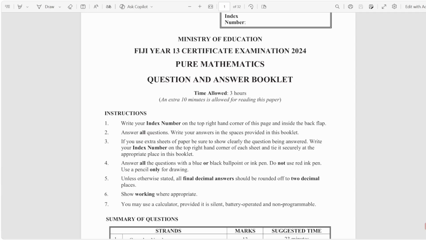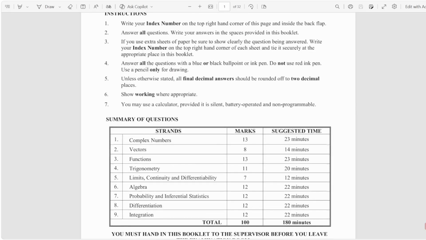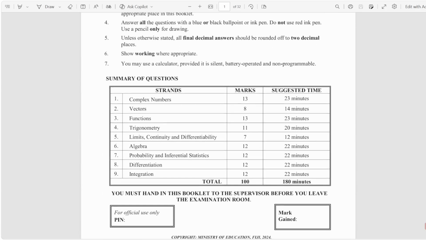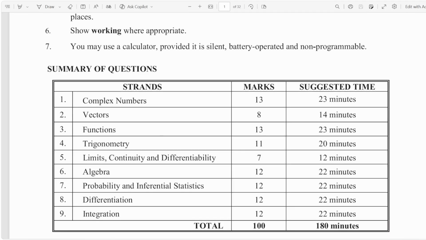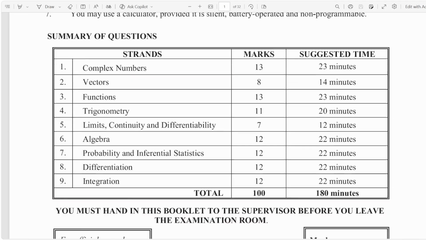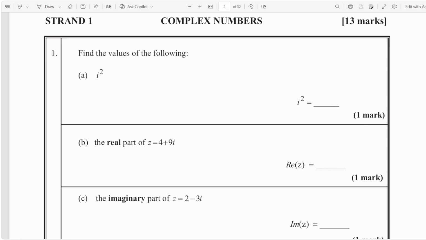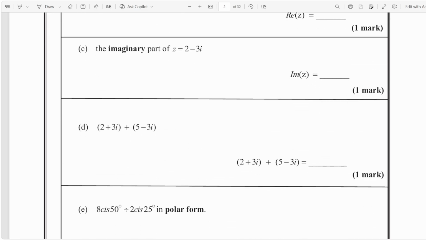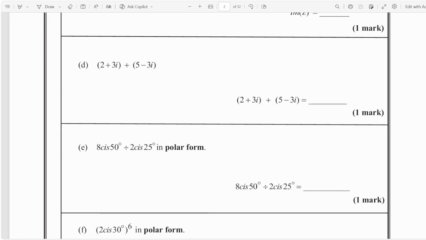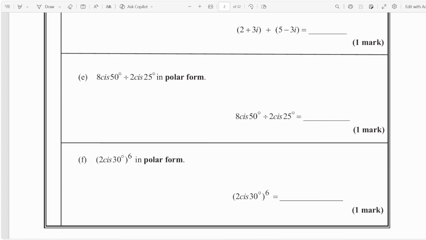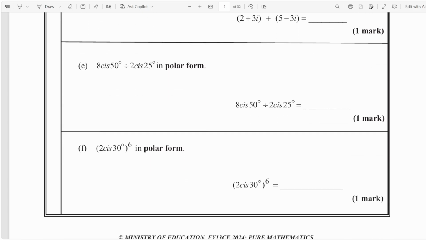In our last class we were solving the 2024 paper. Complex numbers is 13 marks. We'll look at question number one, which is just an overview of what we have already discussed. Question number one, we've solved it in our first lesson. A, B, C, D, E, F. We'll start with F today.